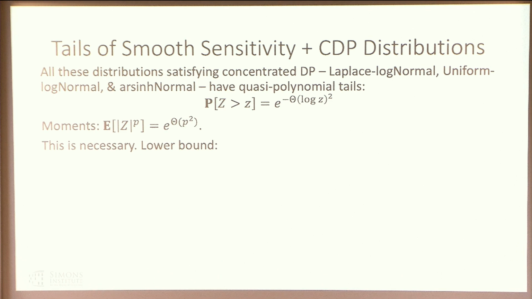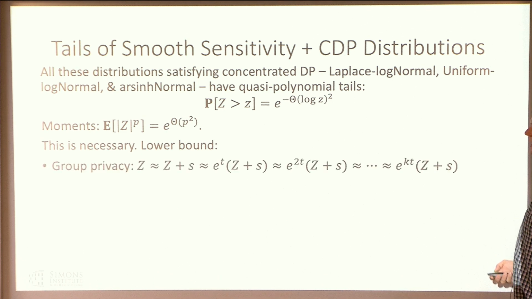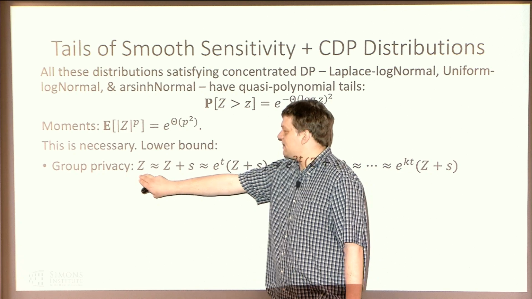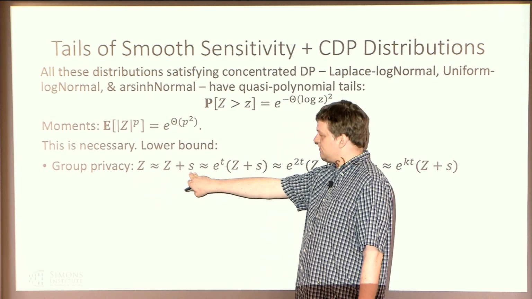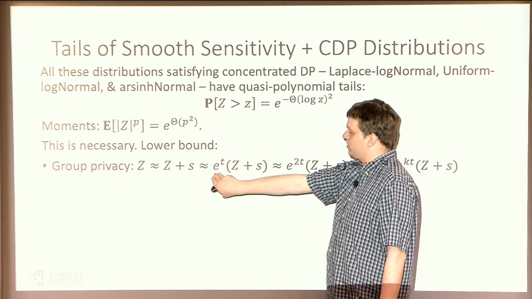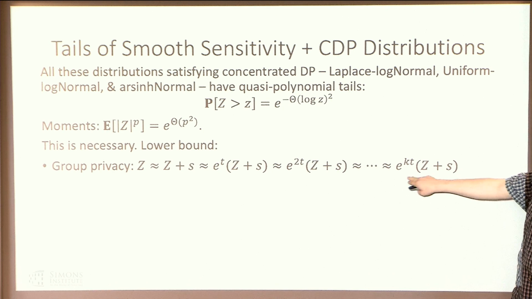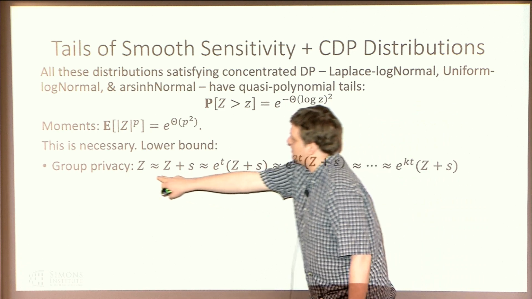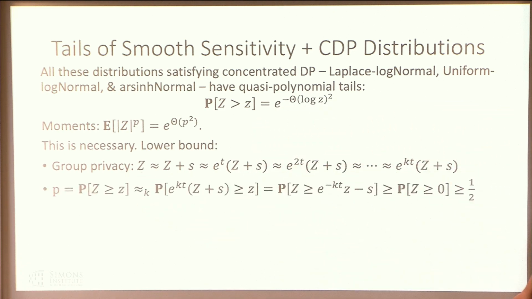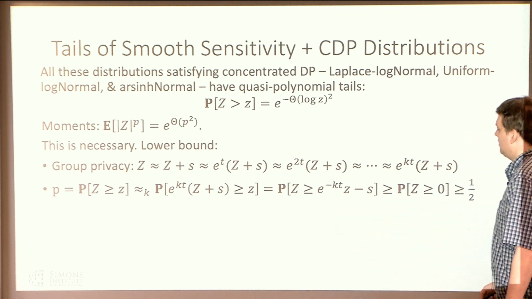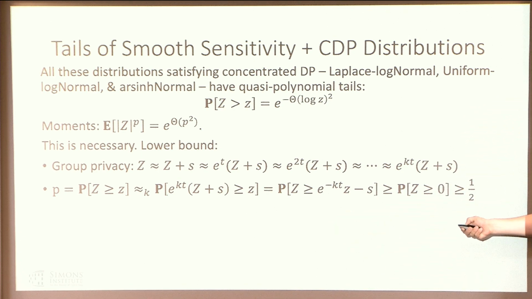So this is necessary, and it's pretty easy to show you to prove a lower bound. This is going to be 3 lines. So let's apply group privacy. We know that the distribution of z is about the same if I add a distortion of s. Then again, I can do a distortion by multiplicative e to the t. I can do another distortion all the way up to kt. And I have some sort of group privacy saying that this distribution is close to this distribution. So now I can relate the probability that z exceeds this with the probability that z exceeds this quantity here.